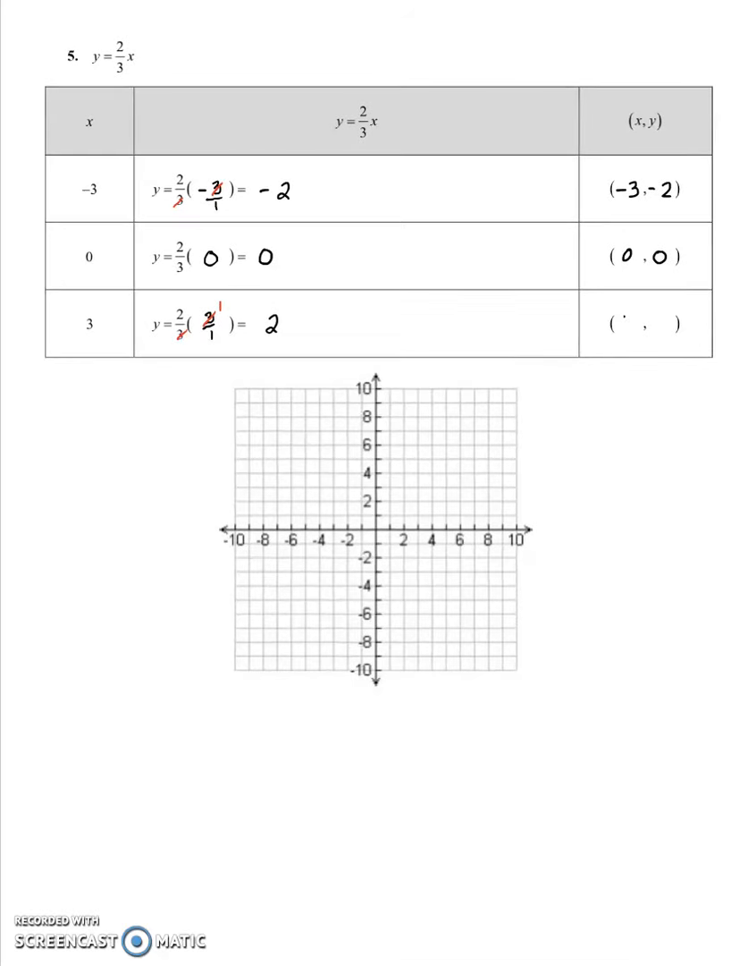So we have the point 3, 2. And now we graph. So -3, -2, 0, 0, 3, 2. And we see if I can do any better with this line. Probably not.